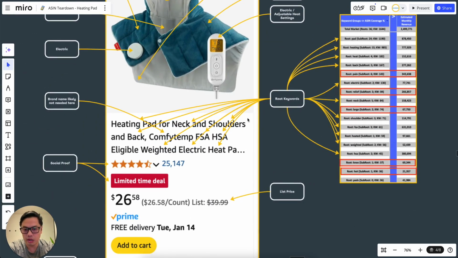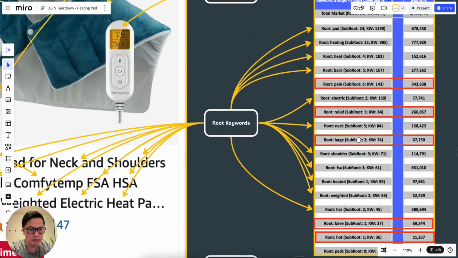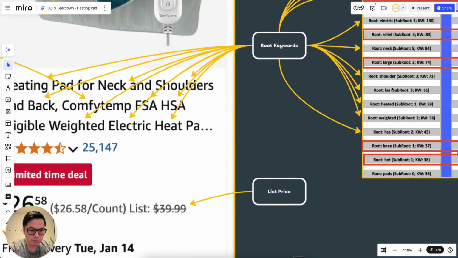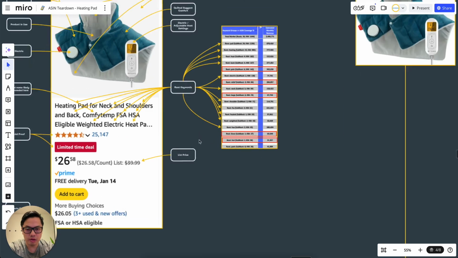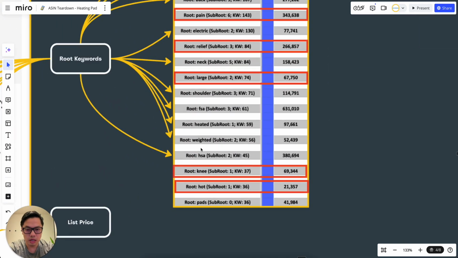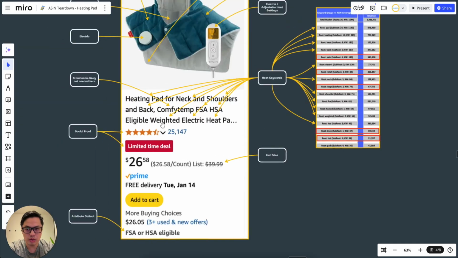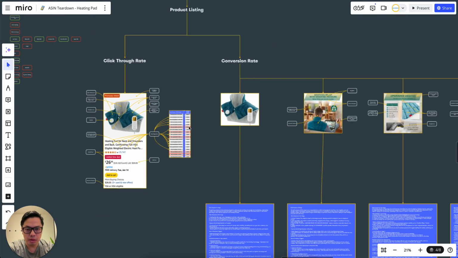So if we were to come back to the title, maybe add back heating pad for neck and shoulders, FSA, HSA for pain relief. What else do we got here? And weighted. Weighted is a big one because they're owning that niche in comparison to everyone else. So if they did that, I think they would probably do much better.